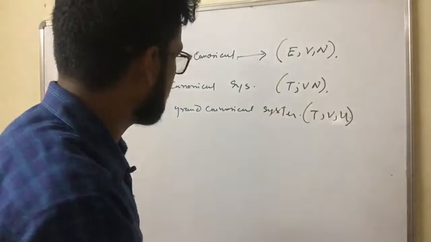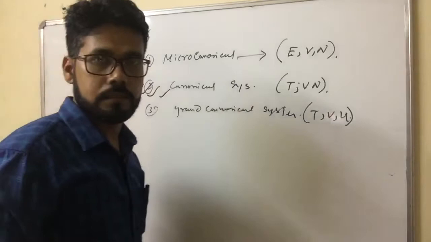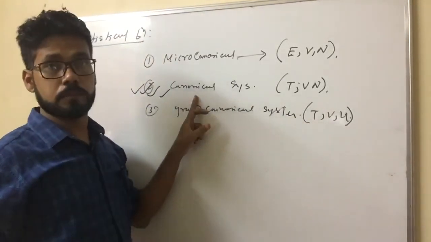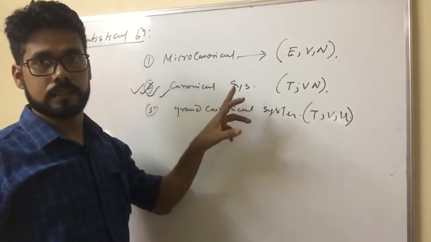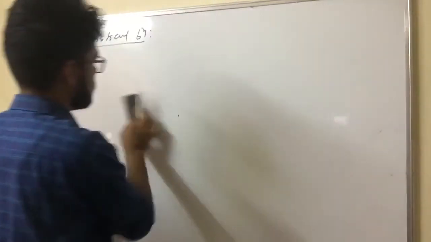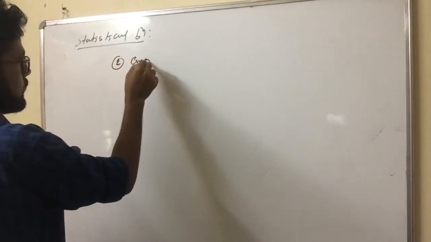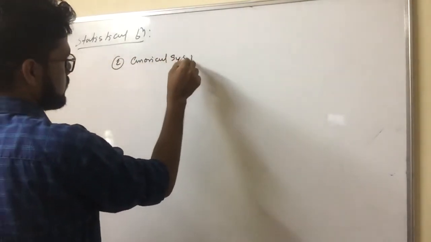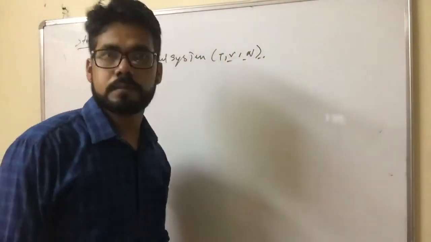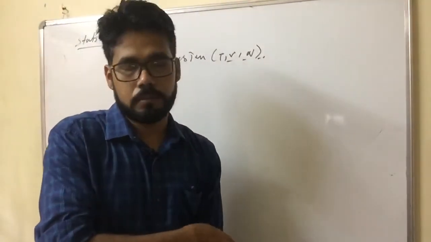Now, the most important system is the canonical system, because questions often come from it. That is why we have to give more focus to the canonical system: temperature, volume, and number of particles. So I will discuss the canonical system first. This function is a function of temperature, volume, and number of particles.